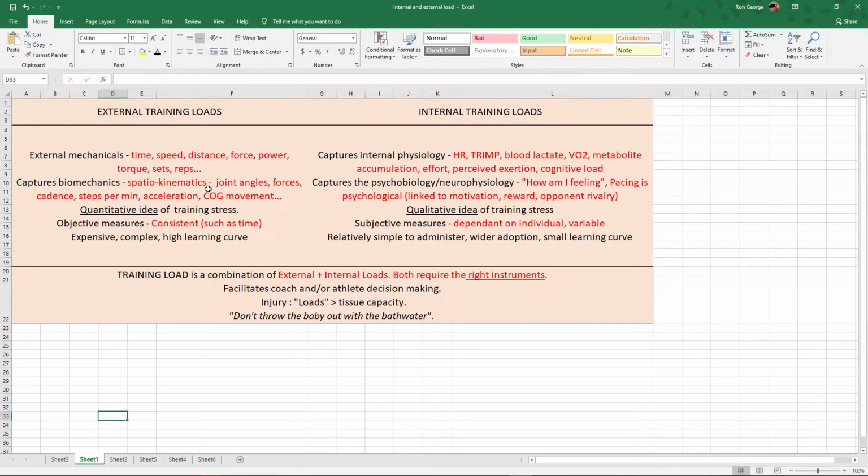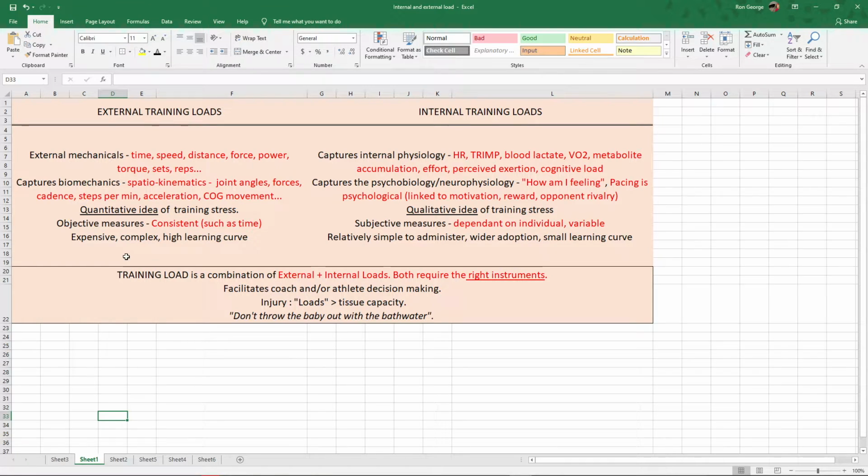So, for example, your shoe-mounted foot pod might be able to give you some joint angles. It might be able to give you forces, cadence, steps per minute, acceleration, ground contact time, COG movement, all that. It's a quantitative description of the training stress. It's all numbers. And if the device is consistent between one day and the next, the numbers won't just change. If it's a well calibrated instrument, then they will remain pretty objective, regardless of whether the sun is shining or not. And so, therefore, it is an objective measure.